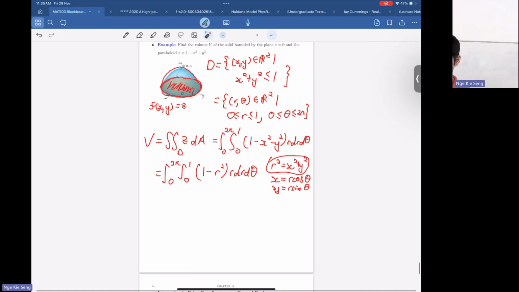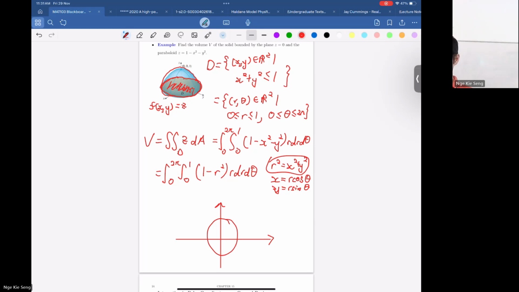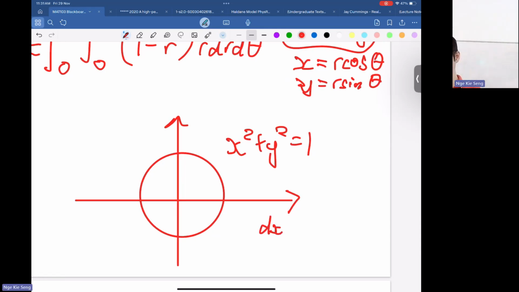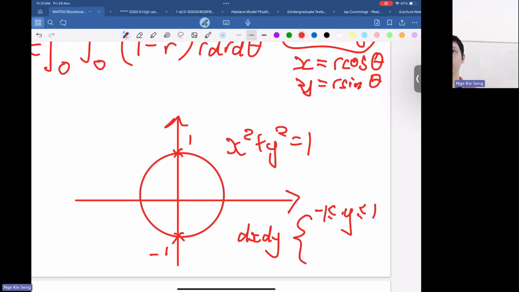So let's draw the domain out. This is x squared plus y squared equals 1, right? This circle here. But how do you do it in dx dy? So y ranges from where to where? -1 to 1, correct or not? Because the radius is 1, centered at 0. So here -1, here 1. But how about x? How does x change? Minus square root of 1 minus y squared to square root of 1 minus y squared.